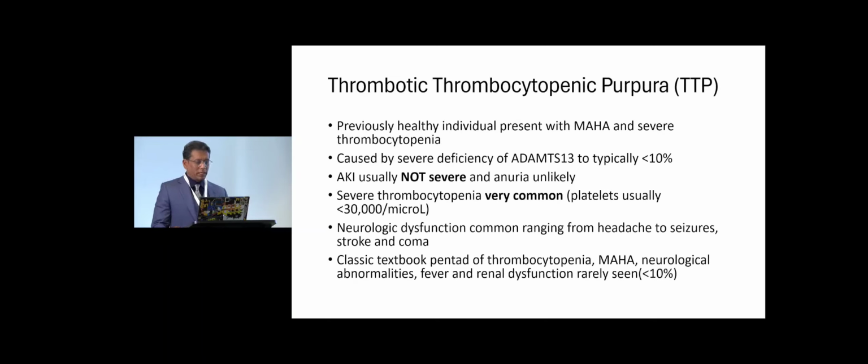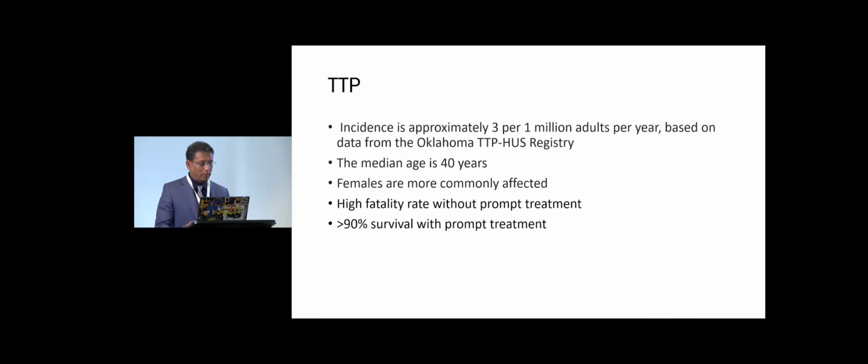So usually previously healthy individuals, the thing that I guess differentiates TTP from the other ones is that the AKI is actually not severe, but the thrombocytopenia is very severe. And I think that kind of differentiates it from the other conditions. So the creatinine mostly would be less than 176, but the thrombocytopenia is going to be profound. There will of course be many, I think 60 to 70% of them have neurological dysfunction. So I remember 10 years back, books would say the classic textbook pentad of thrombocytopenia, MAHA, neurological abnormalities, fever and renal dysfunction, but I don't think that's seen a lot really.